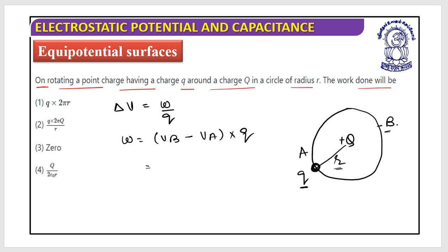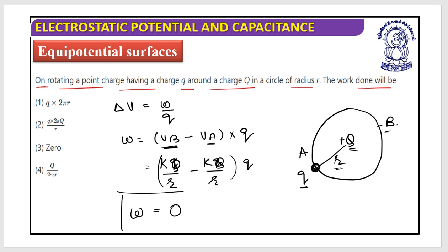Now, what would be the potential at point B? Yes, it is kQ by r minus the potential at A. Again, it is kQ by r. This is the potential due to this charge Q. So this is kQ by r multiplied by q. As V_B and V_A are similar, the work done required would be 0. This work done would be 0. Yes, let's look at the next question.